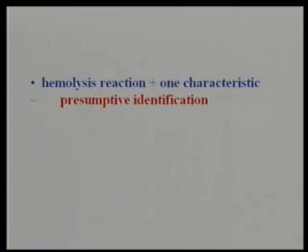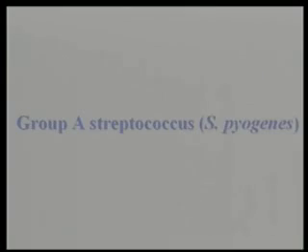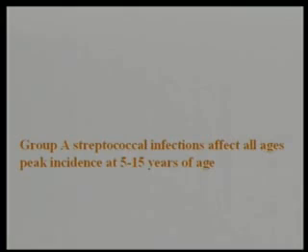And let's see why. Okay, so hemolysis, the one way you can identify the streptococci is the hemolysis reaction, which you're basically always going to do, again, because you're going to grow these things on sheep blood agar. Plus one characteristic, that's a presumptive identification. Let's look at these characteristics. All right, let's deal first with the group A streptococcus. We'll give an example when we get there.